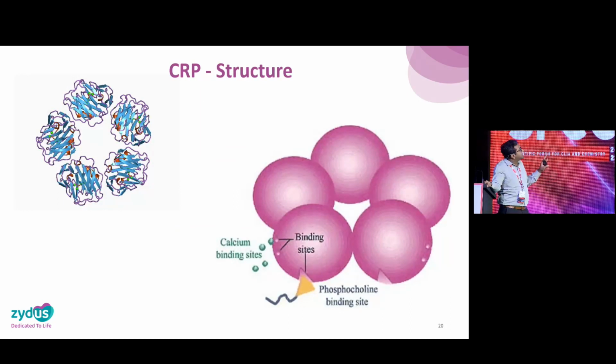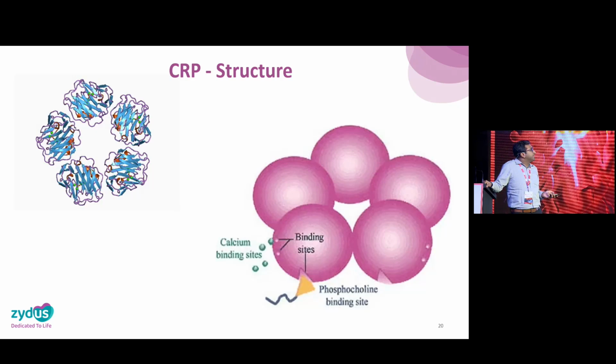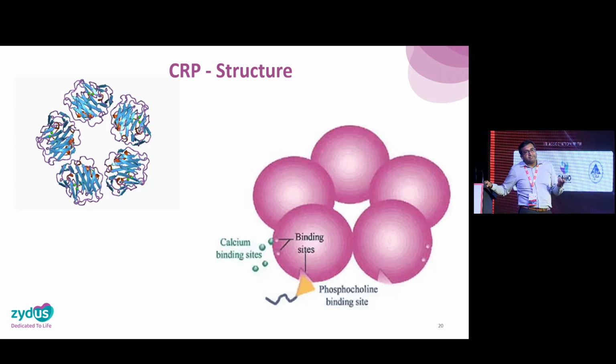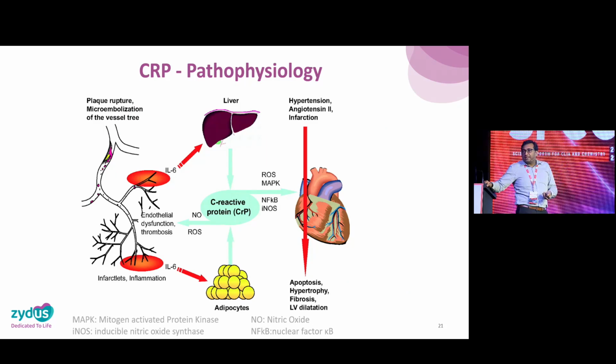So this is the structure of CRP. It is a pentamer structure where each individual subunit is connected with one another, and CRP has two binding sites. One is the phosphocholine binding site, which connects with the Fc fraction of the antibodies, and another is the calcium binding site, which activates the complement pathway. In that way, it activates the inflammatory response. I'm skipping this pathophysiology of how CRP, adipose tissue.